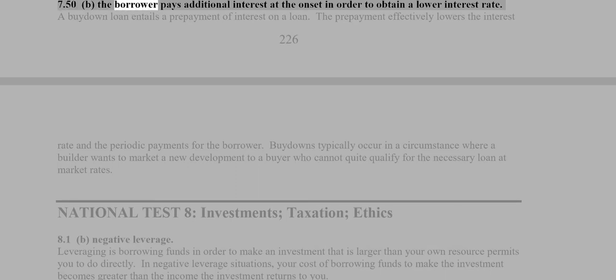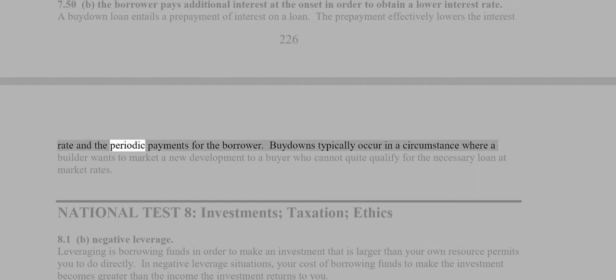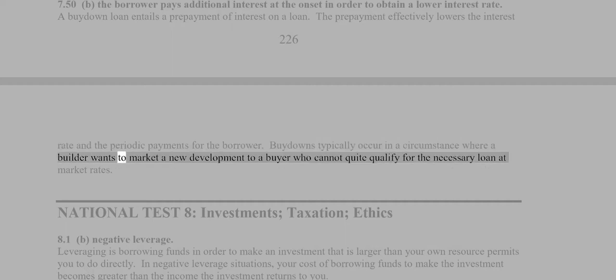7.50 B. The borrower pays additional interest at the onset in order to obtain a lower interest rate. A buy-down loan entails a prepayment of interest on a loan. The prepayment effectively lowers the interest rate and the periodic payments for the borrower. Buy-downs typically occur in a circumstance where a builder wants to market a new development to a buyer who cannot quite qualify for the necessary loan at market rates.